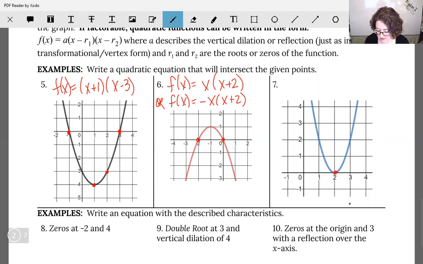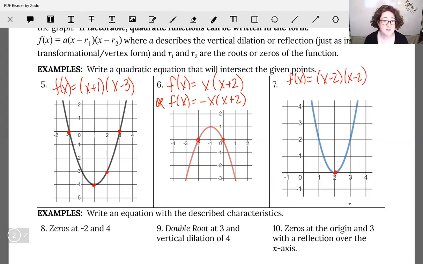I know a vertex. Here's the kicker. That's it. There are no other x-intercepts. So that means how many times did this solution show up if we were solving by factoring? Well, it would have to show up twice. So one function that we could write would be x minus 2 times x minus 2.